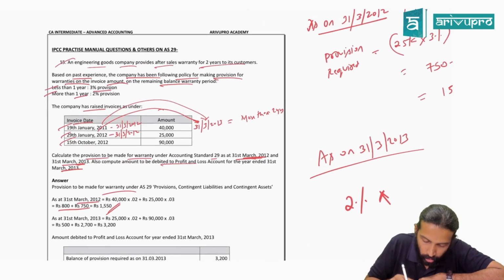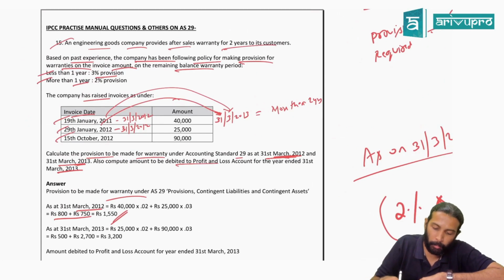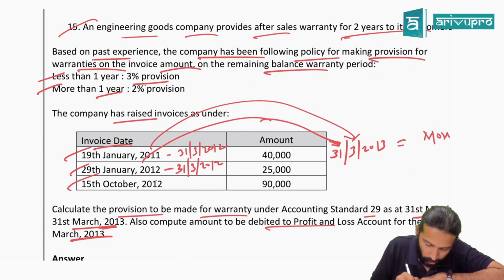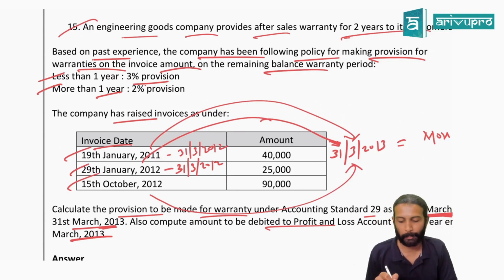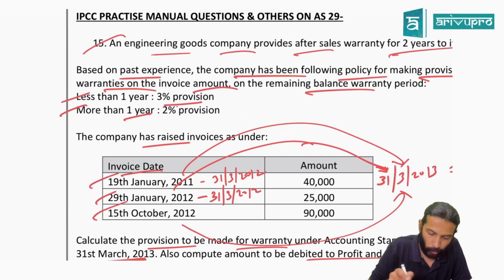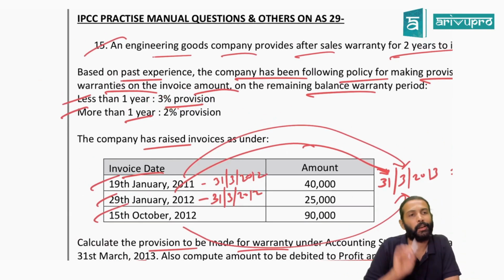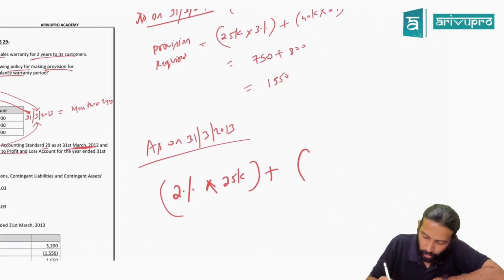2% of this amount, which is 25,000. All right, this is one provision. And you have one more sale, made in October 2012. From October 2012 to 31st March 2013, you count. How much is that period, sir? Less than 1 year or more than 1 year? Less than 1 year. For less than 1 year, how much provision do we need to make? 3% of the invoice value, which is 90,000. So this will be 3% of 90,000.